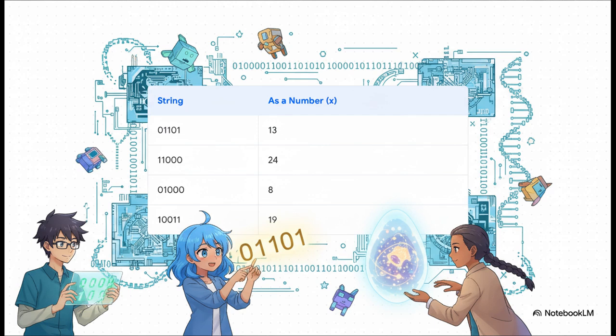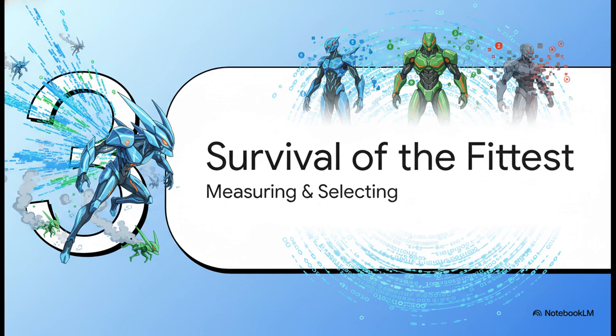This is our first generation. They're basically just random shots in the dark. As you can probably guess, most of them aren't going to be very good answers. So now we have our population. The big question is, how do we figure out which of these random guesses are actually good and which ones are, well, not so good?